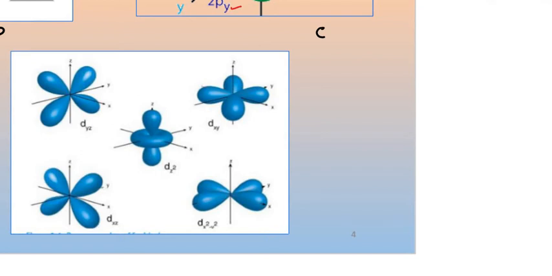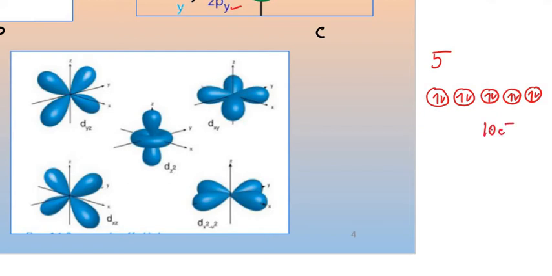In the next part, if you see here, there are d orbitals. Total d orbitals are 5, right? For our convenience, we write these orbitals like this. And as I've already told you, each orbital has a capacity of 2 electrons. So the total capacity of these orbitals will be 10 electrons, right?